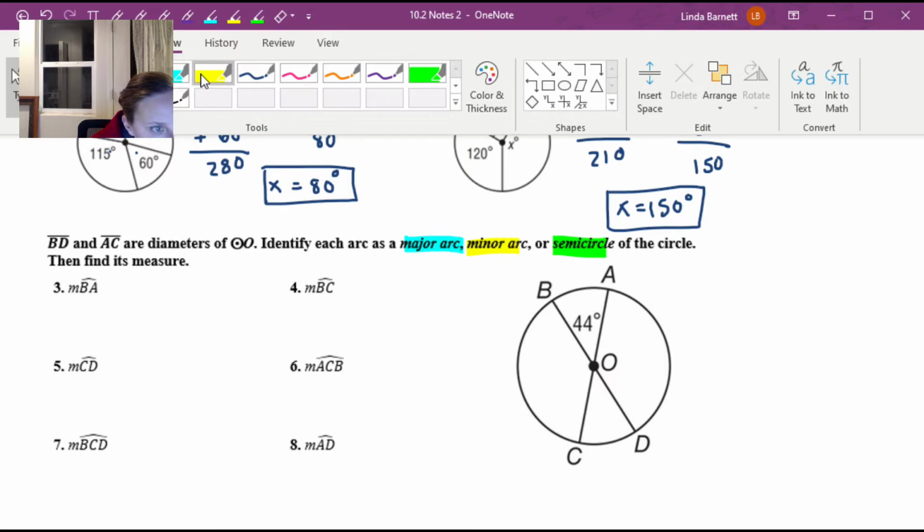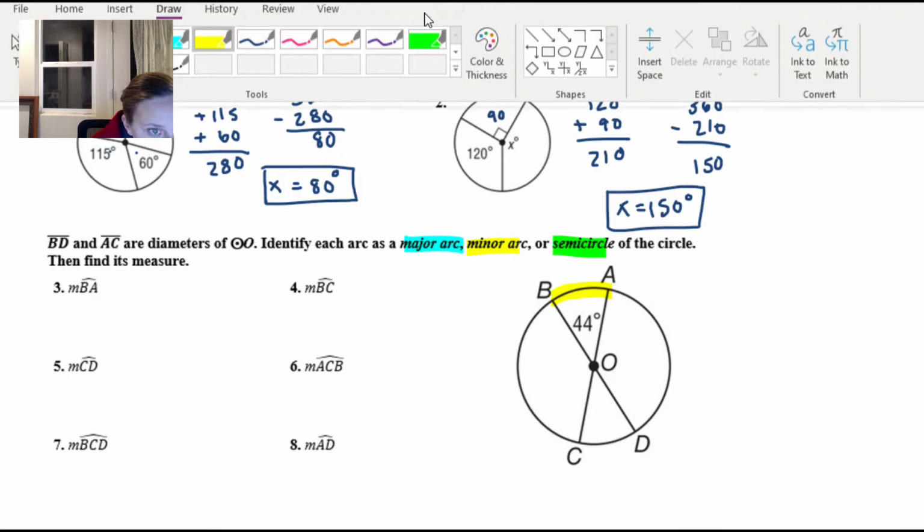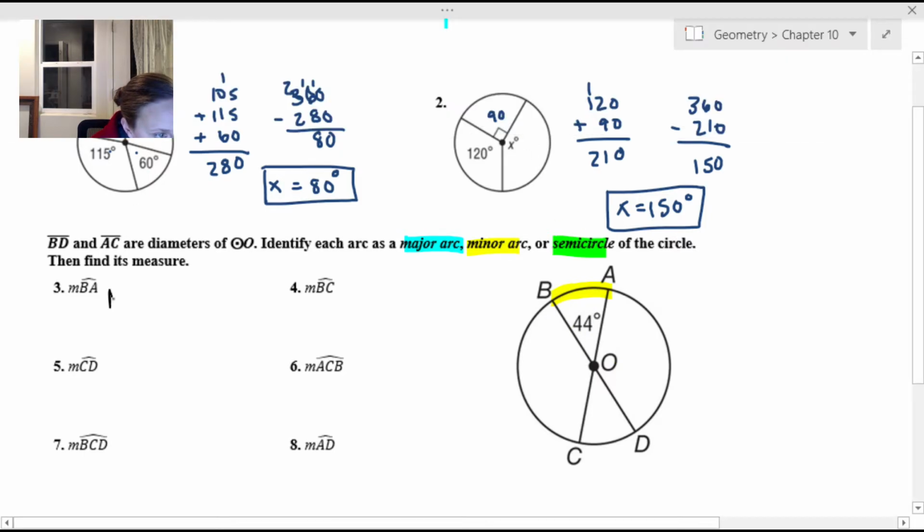BA is going to be less than half a circle, so that's going to be a minor arc, and its measure is going to be its corresponding central angle. So this one's 44 degrees, that one's 44 degrees. I want you to go ahead and try the rest of them. Pause it, try it, and then we'll go over all of them.